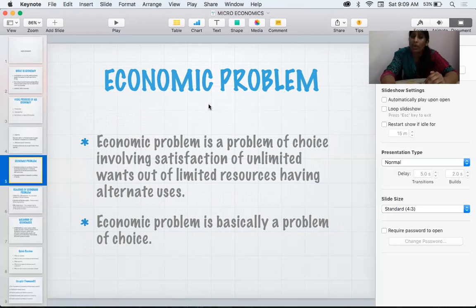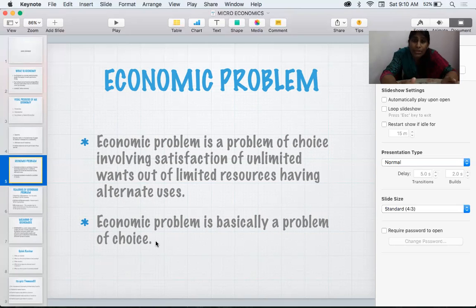What is the economic problem? The economic problem is the problem of choice involving satisfaction of unlimited wants out of limited resources. Here it is saying that the resources are limited, but the wants of human beings are unlimited, and we have to satisfy these unlimited wants with the limited resources, and there occurs a problem that is called the economic problem. The economic problem is basically a problem of choice.